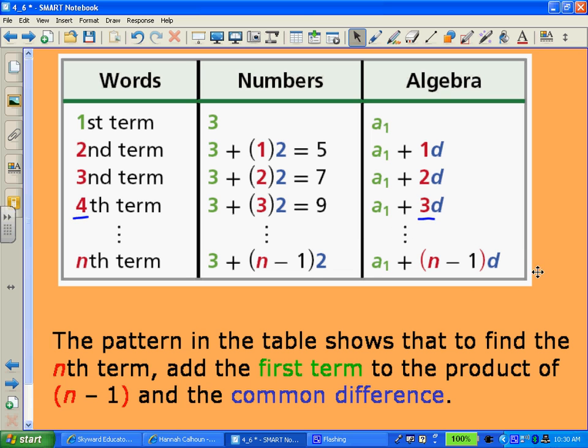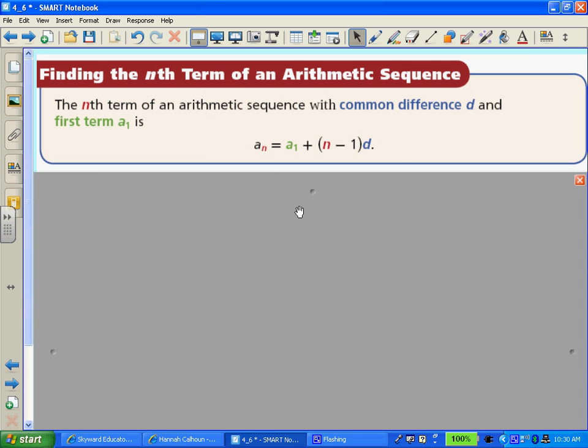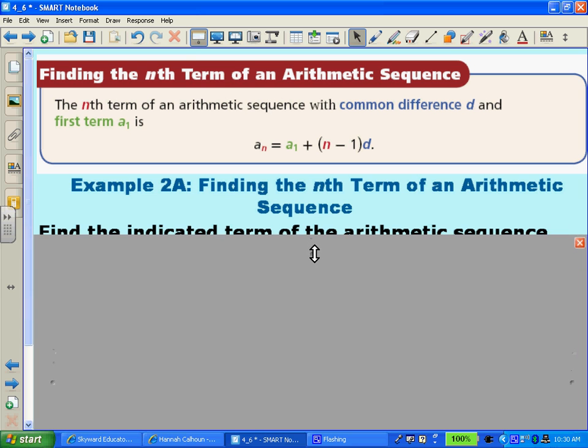The most important thing is that you're going to need to know this formula for arithmetic sequences. So put that in a big box, star it or something. We need to be able to memorize this formula so that we can find any term in the arithmetic sequence.